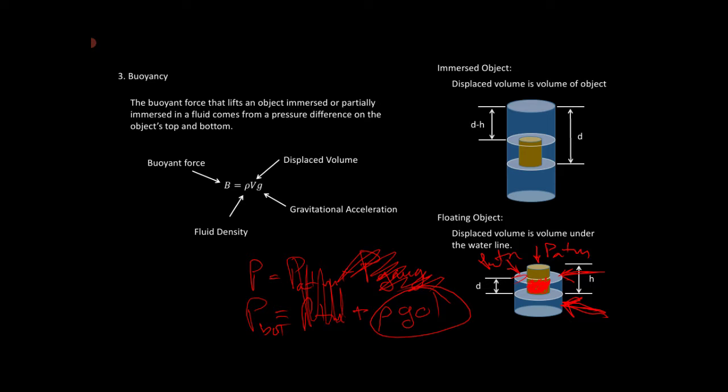All right, so that's what we mean about our buoyant force, it's the force of the water at the bottom of the object pushing it up minus the force at the top pushing it down. For an immersed object, for a sunken object, the entire volume of the object is pushing water away. The entire volume of the object is displacing water. Whereas if it's floating, then it's only the volume under the water line that you have to worry about. All right?